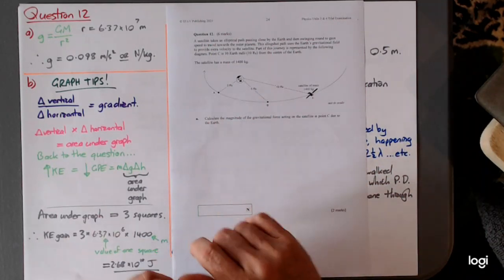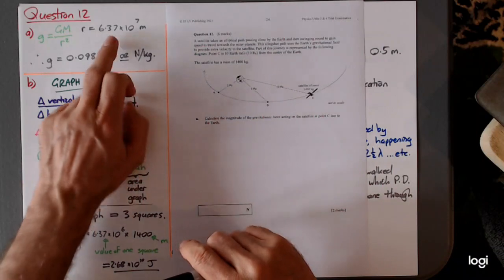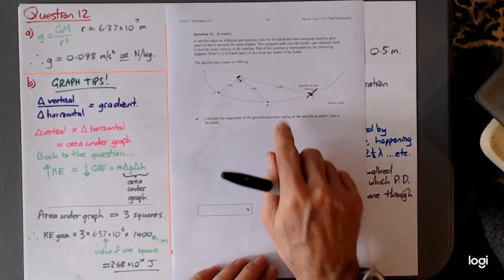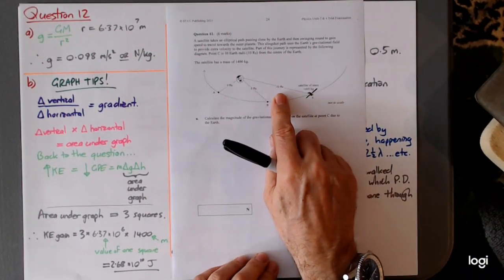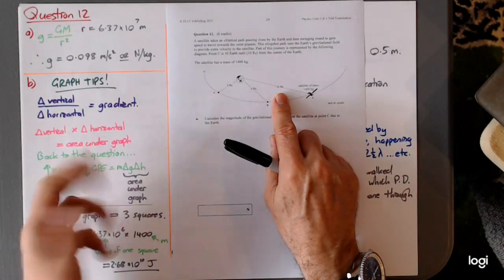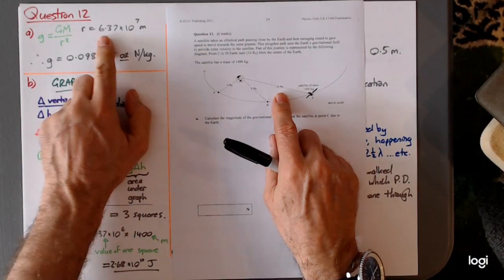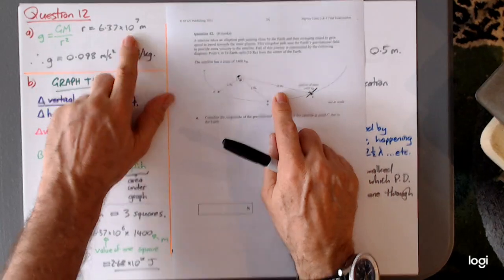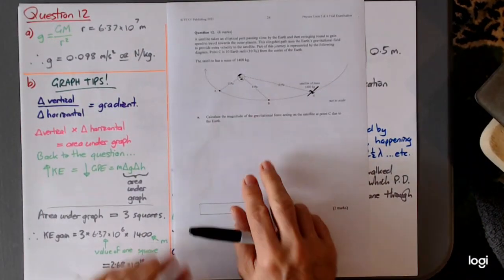Okay, so you have to calculate the radius. It just tells you that it's 10 Earth radii. And so you've got to figure out what that is. One Earth radius is 6.37 times 10 to the 6 meters, so that's 10 of them.